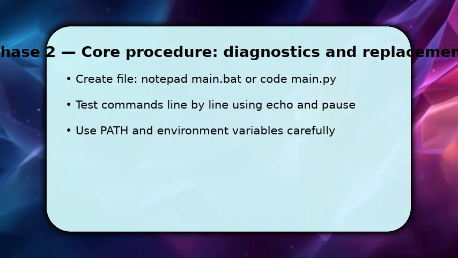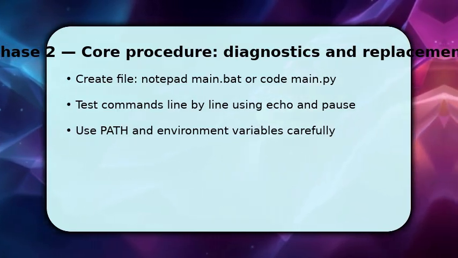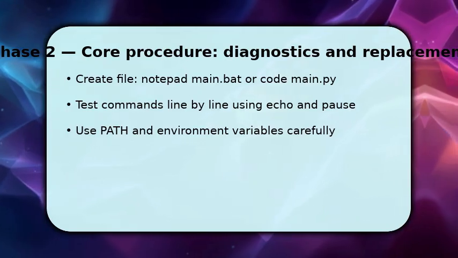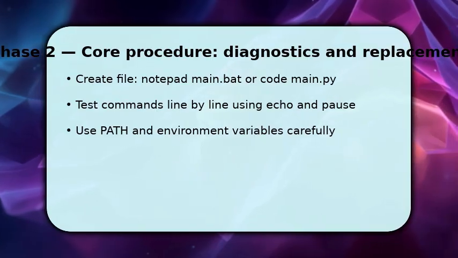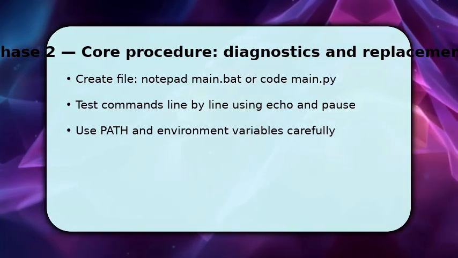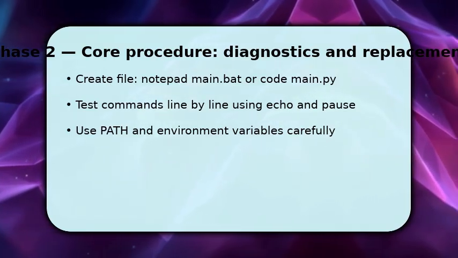If using batch, notepad main.bat works. If Python, code main.py or python main.py first. Once done writing a few lines, test incrementally, run echo statements, then run the script so errors appear in context. Make sure to adjust path or environment variables if commands aren't found.